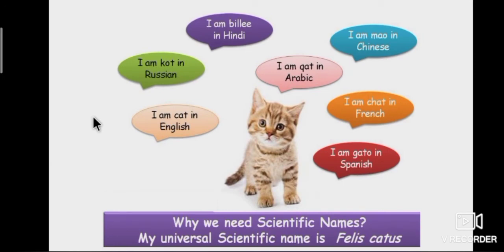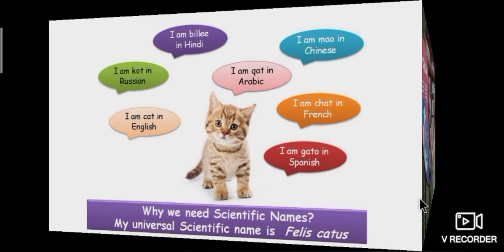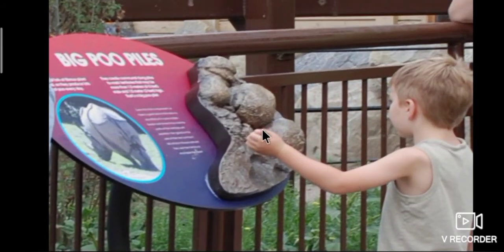So, what is the need of scientific name? Because in English, we say it is cat. In Russian, it is kot. In Hindi, it is billy. So, we use the universal scientific name, Felis catus. It won't change anywhere. Hereafter, you must observe that in zoos all the species are labeled with universal scientific names.